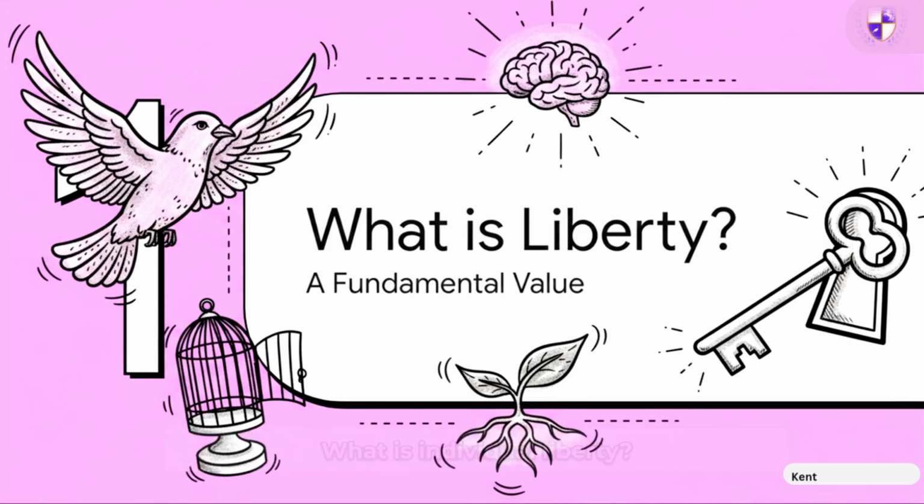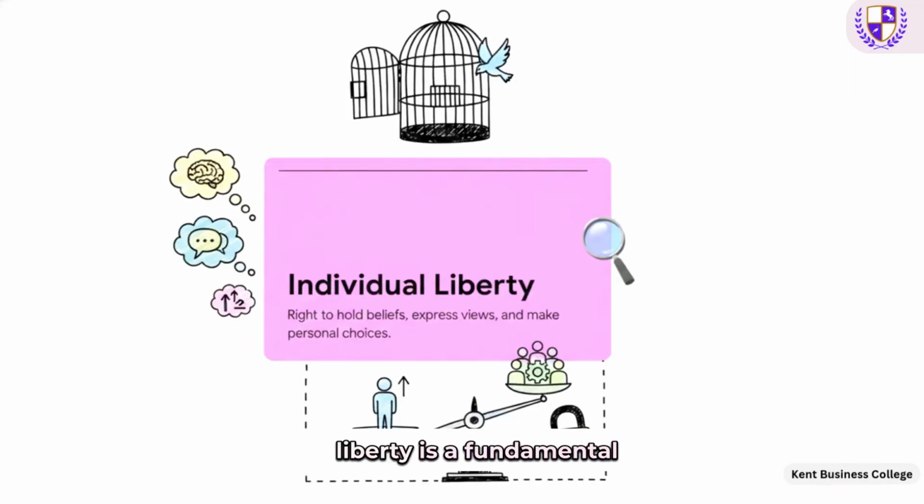What is individual liberty? So, individual liberty is a fundamental British value. At its core, it guarantees you the right to hold your own beliefs, express your own views, and make your own personal choices. It's essentially the bedrock of a free society. It means you are entirely entitled to your own mind.